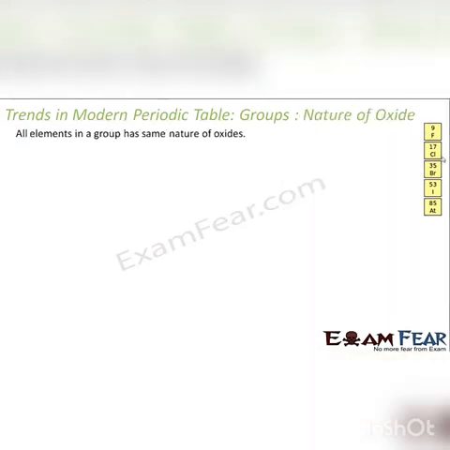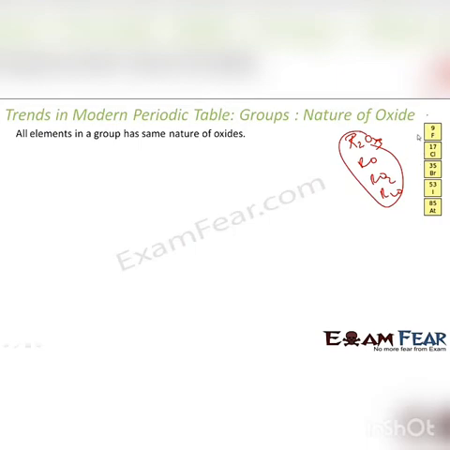Now, nature of oxides. All the elements in a group have the same nature of oxides. I think you have seen this in Mendeleev also, right? The way he grouped was on the basis of the nature of oxides only: R2O3, RO, RO2, R2O. So if you see, all these elements in this particular group had the same nature of oxides.